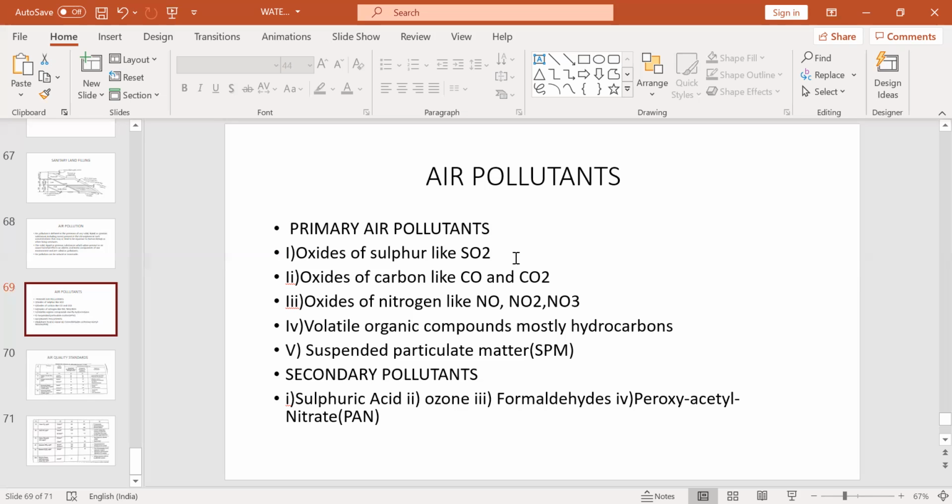Hydrocarbons have been divided into aliphatic or aromatic. Aromatic is the benzene ring kind of structure that you've learned in organic chemistry. Aliphatic is the normal alkynes, alkanes, and all that.